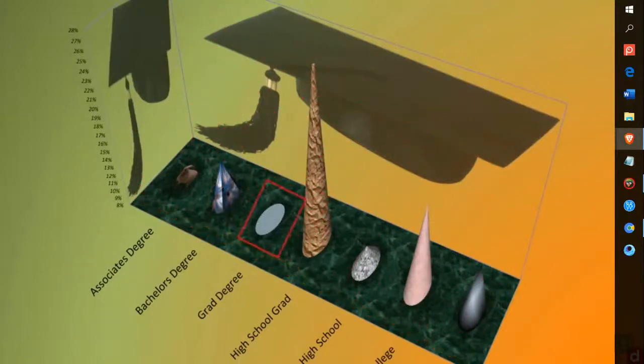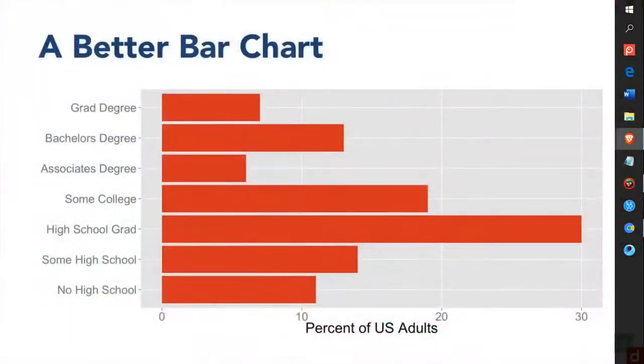You know, if you want to take an extreme, this one for grad degrees doesn't even make it to the floor value of 8%. And this one for high school grad is cut off at the top at 28%. And this, by the way, is a picture of a sheep, and people do this kind of stuff, and it drives me crazy. If you want to see a better chart with the exact same data, this is it right here.